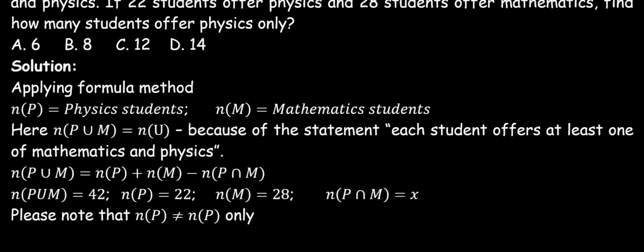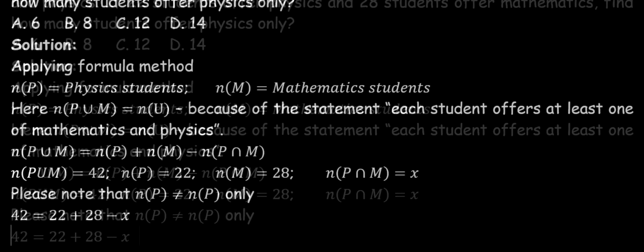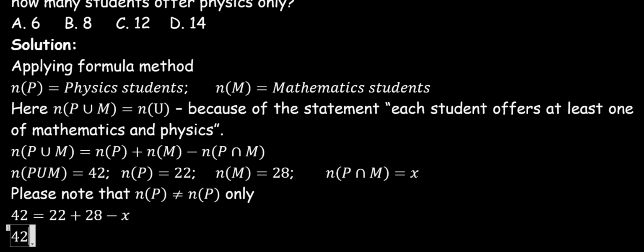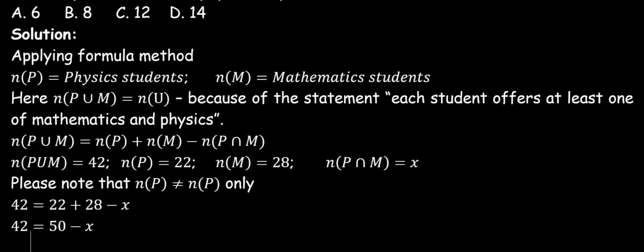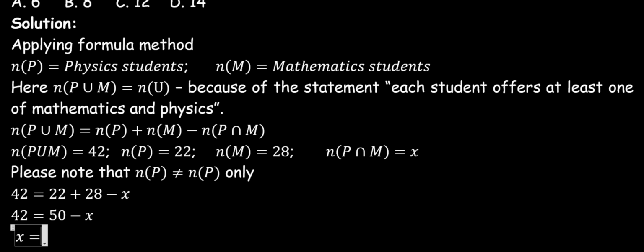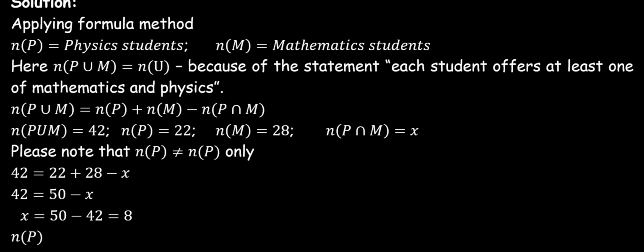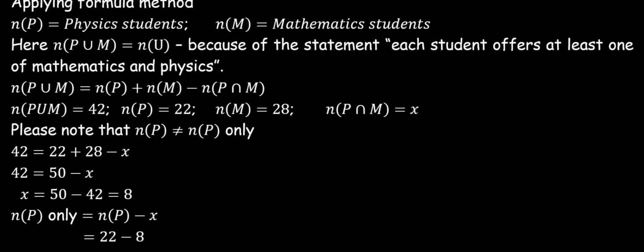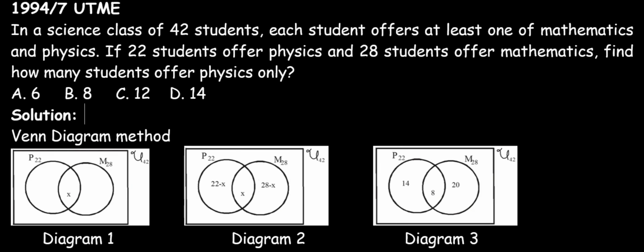Now, substituting into our formula, we have that 42 equals 22 plus 28 minus x. And that gives us 42 equals 50 minus x. From here, we can say x is equal to 50 minus 42, which is equal to 8. n of P only is equal to n of P minus x, which is equal to 22 minus 8, which is equal to 14. Alternatively, the Venn diagram method is illustrated below.